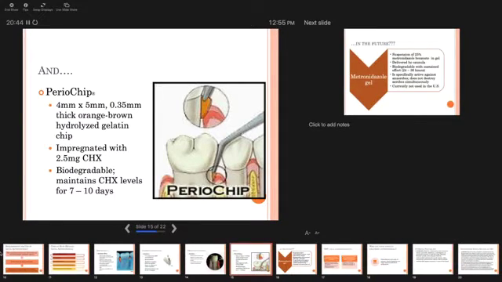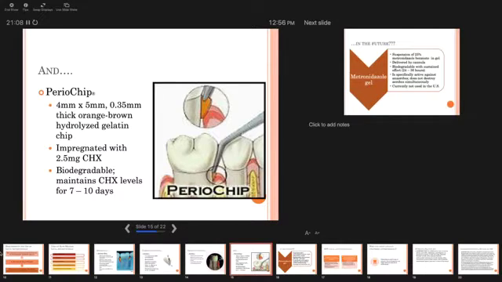And then lastly, we have the periochip. I do not believe the periochip is available, not readily anyways, in the US. When I was in school and I graduated back in 2007, we did learn how to place periochips. We had periochips instead of Arrestin. So they have been around in the US, but they are not very common.